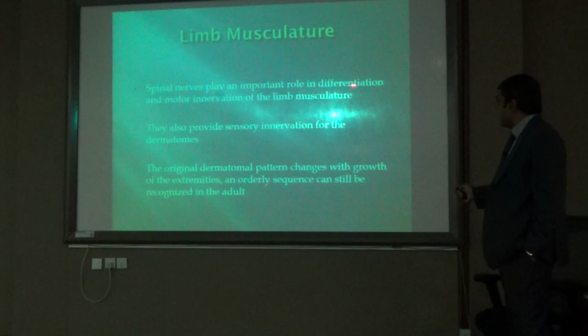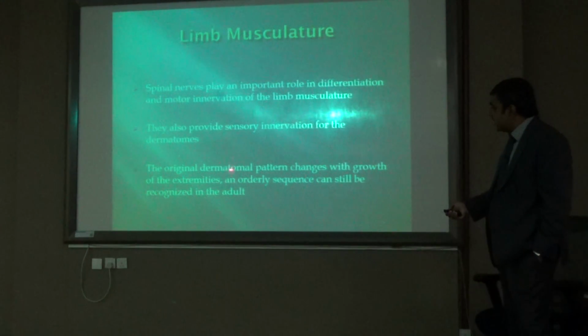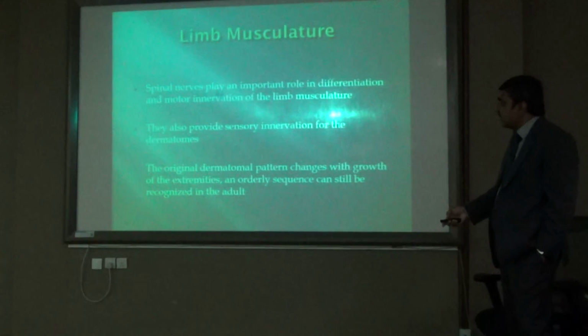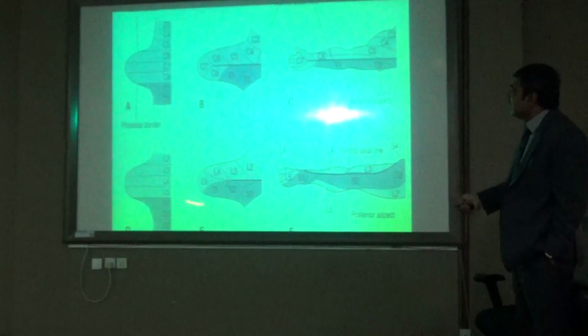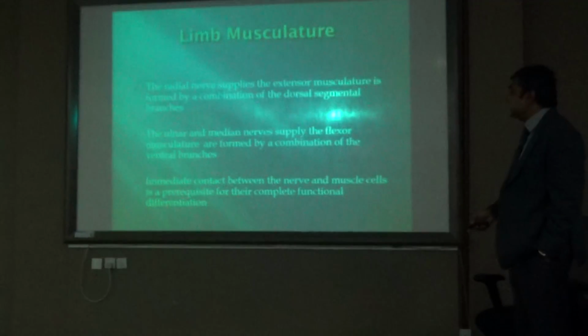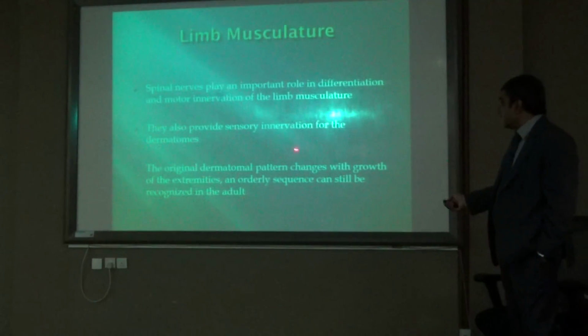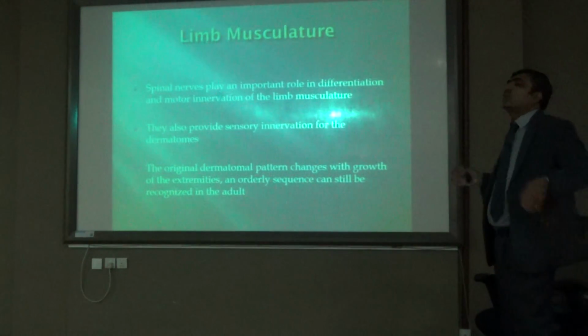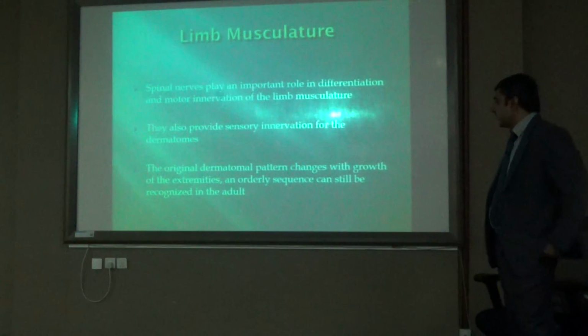Spinal nerves play an important role in the differentiation and motor innervation of the limb musculature. They also provide sensory innervation for the dermatomes. The original dermatomal pattern changes with growth of the extremities. An orderly sequence can still be recognized, the order remains the same, but the original is slightly changed due to the limb development and the rotation.